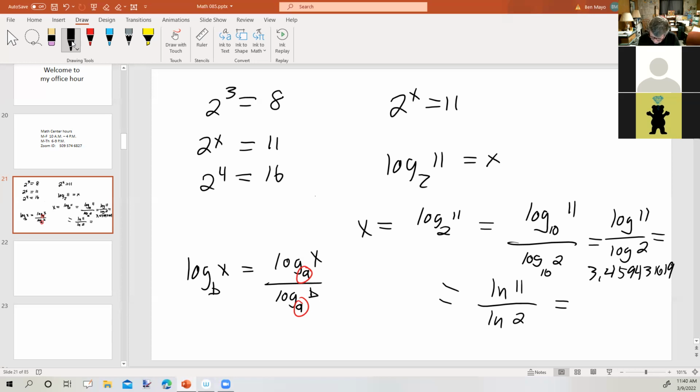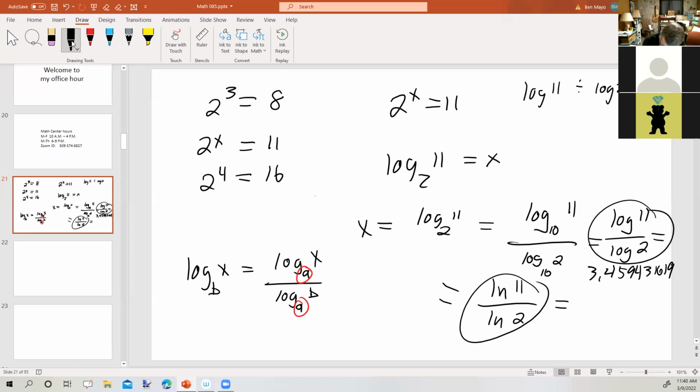Now, be careful when you enter this or this into your calculator. For instance, log of 11 divided by log of 2. A left-hand parenthesis shows up when you push log base 10. Make sure you close that up before you put the division bar, okay? Otherwise, it's going to think you want that, which gives you a completely different answer. If you could even read that, let's see here. Divided by log of 2.